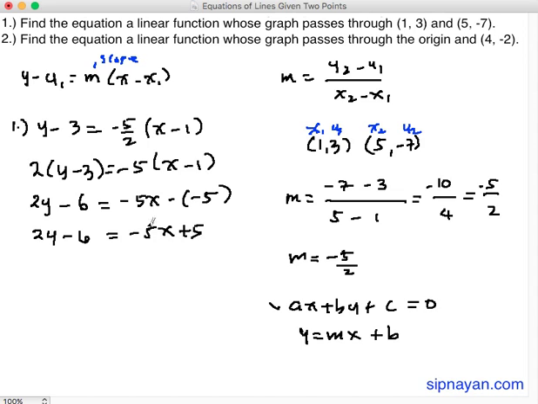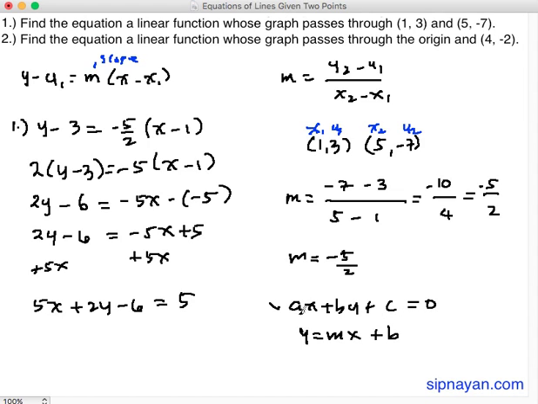And gusto natin maging positive yung ating x. So, mag-apply plus 5x tayo dito. Plus 5x. So, magiging plus 5x din dito, di ba? So, magiging 5x plus 2y minus 6 equals 5. No? So, gusto natin maging ganito siya, di ba?